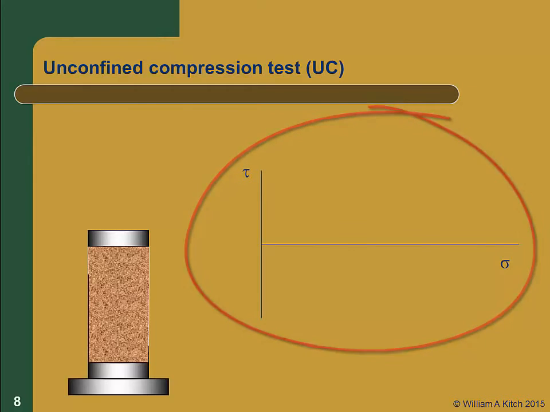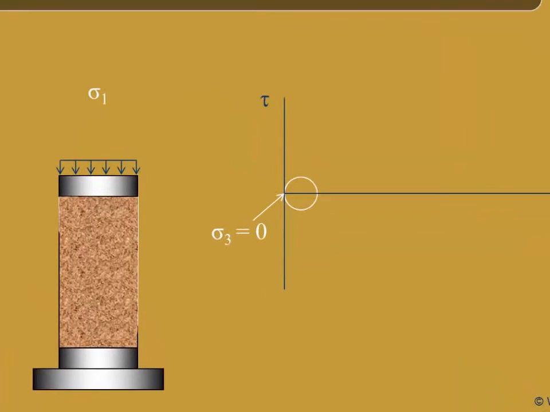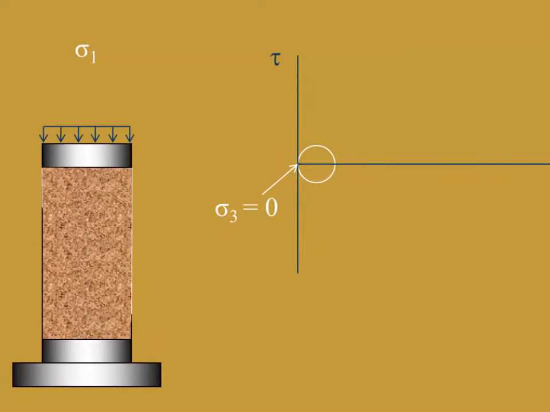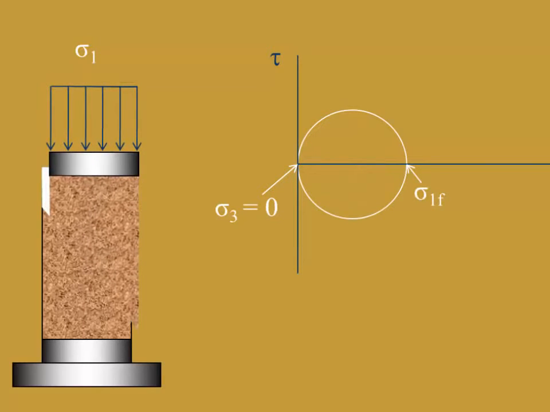phi and c. In the unconfined compression test, a vertical stress is applied to the soil without any lateral confining stress. That is, the minor principal stress, sigma 3, is equal to 0. Therefore, the Mohr circles for this test are all tangent to the tau axis. The vertical stress is then increased until the soil fails. At failure, the maximum principal stress is denoted sigma 1f, or simply called sigma 1 at failure.